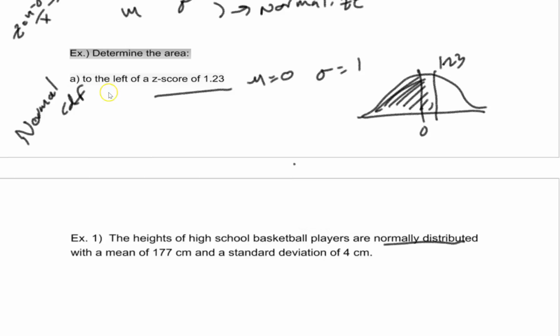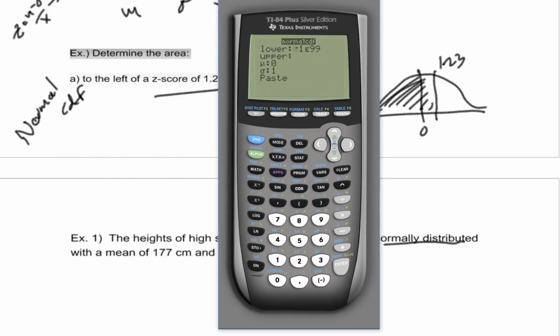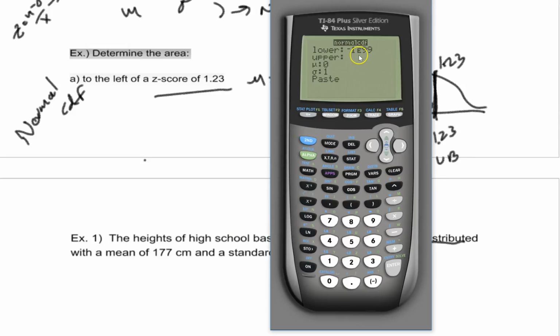So this one we're doing normal CDF. Now if we look at our calculator, it gives us lower, upper, mean and standard deviation. In this case, my lower is my lowest, and that's negative infinity. Our calculator cannot do negative infinity, so what we're going to do is negative E99. That's the scientific notation E, and we'll talk about it in a second. My upper bound is the highest I go, in this case 1.23, sorry. That's my upper bound. My calculator already has the lower bound set up for you, negative 1 E99.